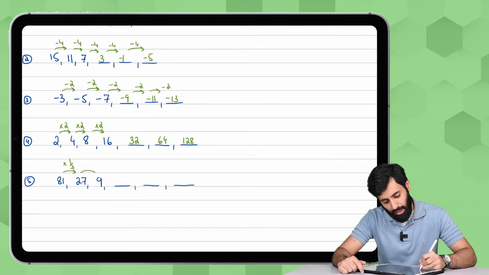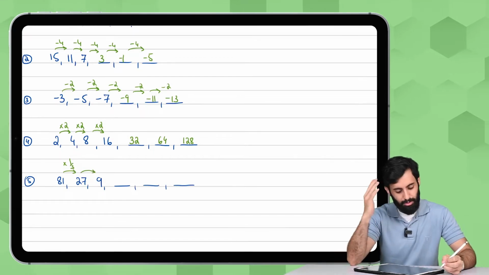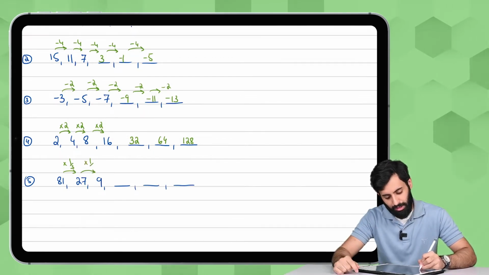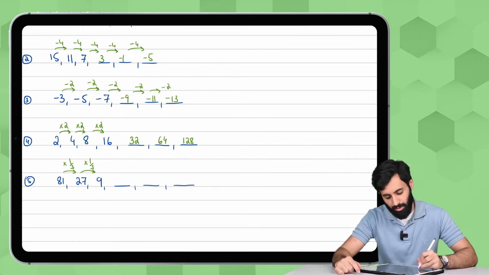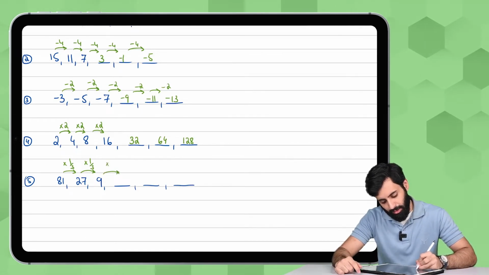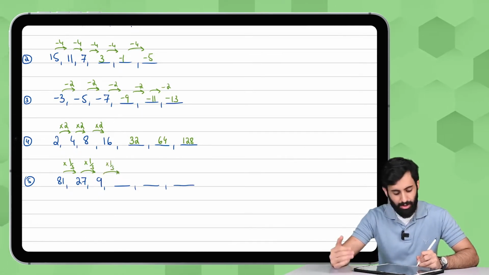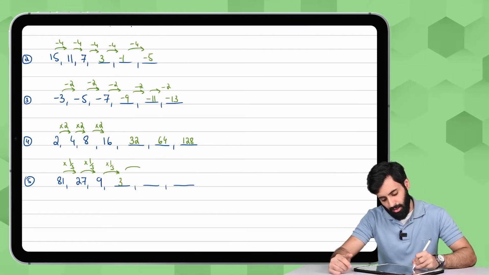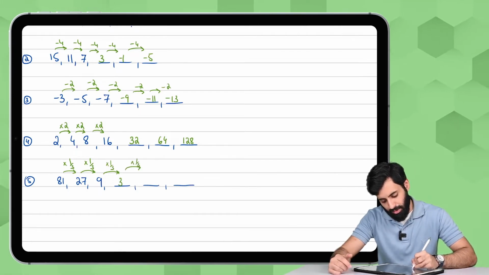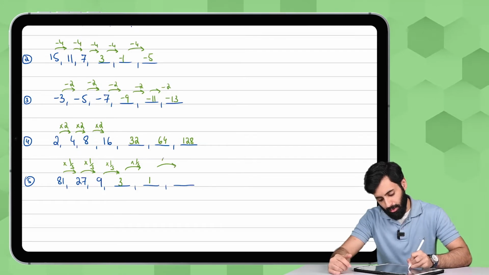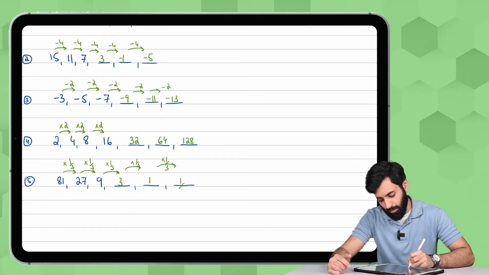Okay, so what happens when you go from 27 to 9? You're doing the exact same thing. That means you're multiplying by 1 upon 3. And then we're going to continue on the same trend. So 9 into 1 upon 3 is 3. And then 3 into 1 upon 3 is 1. And then 1 into 1 upon 3 is 1 upon 3.